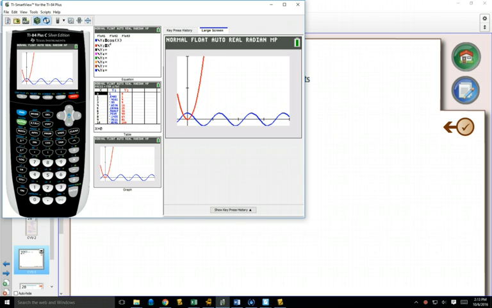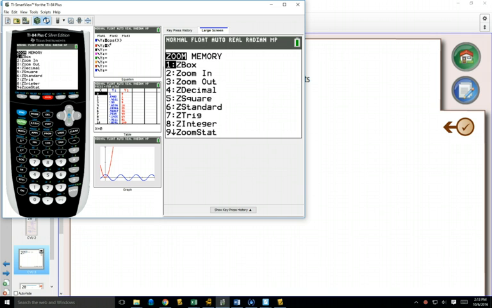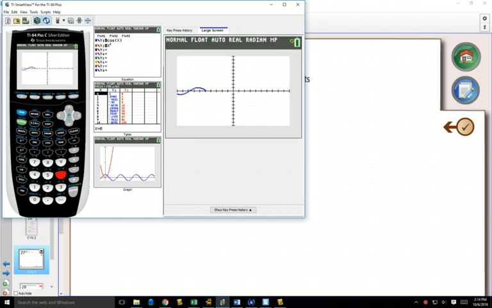So a couple of things about our window. First of all, I want to teach you some things about your zoom window. If you push the zoom button, number 6 is a standard window. I'm going to start with that just to see what a standard window looks like. The standard window goes from -10 to 10. Does that look like a cos graph, and does that look like your parabola? That's not bad. How many times do they intersect? Twice. Can you see that they'll only intersect twice?